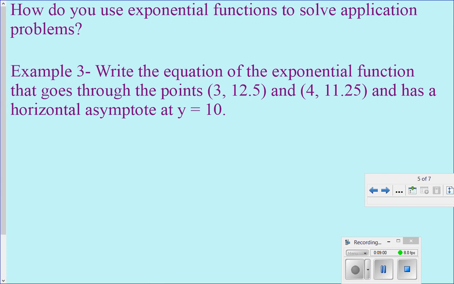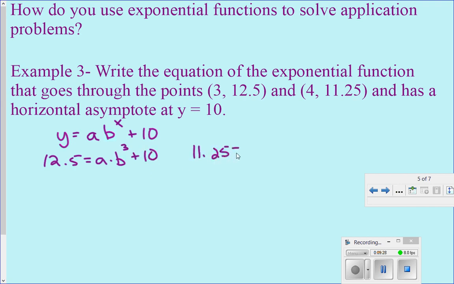If it's been shifted up 10, hopefully you realize all that's going to do to a times b to the x is put a plus 10 on the end. Okay, and hopefully that makes sense to you. We've discussed that previously. Now I can take the 2 points, substitute in, and write 2 equations just like I did in the last problem. So that gives me 12.5 is equal to a times b to the 3rd power plus 10, and 11.25 is equal to a times b to the 4th power plus 10.